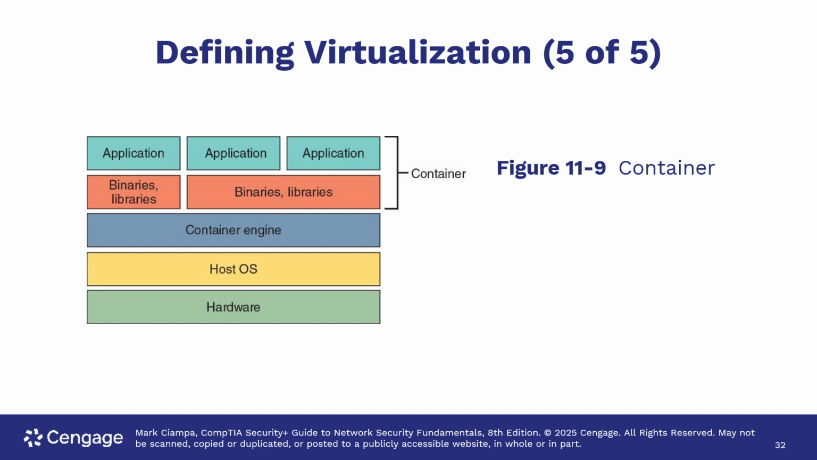So this is what a container would look like. You have the hardware, you have the host operating system, you have the container engine, you have then additional binaries or libraries, and then the application that would run. So you can see here we have binaries group 1, binaries group 2, and libraries here for number 2, and it's running 2 applications in that container.